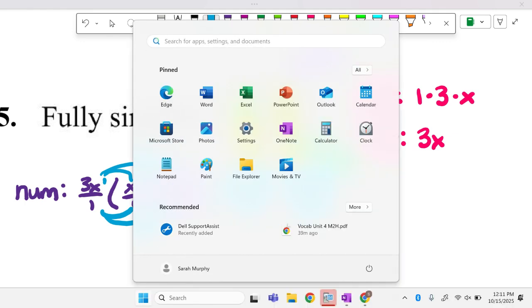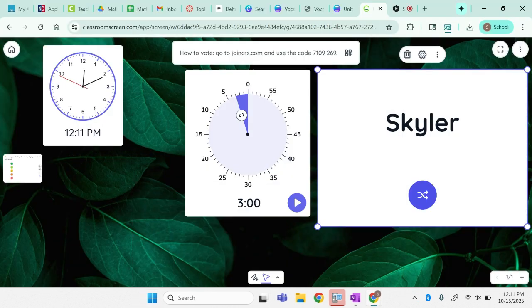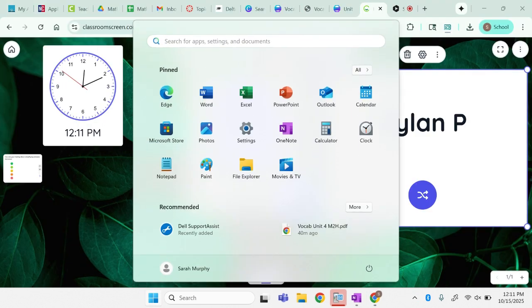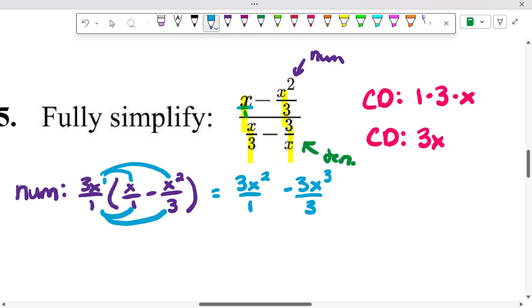So let's go with Dylan P. So Dylan, what's my first fraction? So the 3x squared over 1, what does that simplify to? Yep, 3x squared over 1. Yep. What about the 3x cubed over 3? Negative x what? Yep. 3's cancel out, you're just left with the negative x cubed.